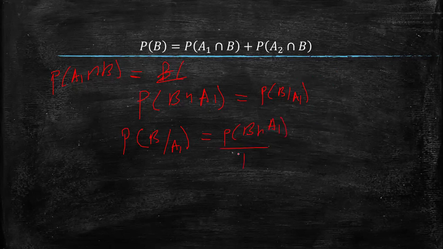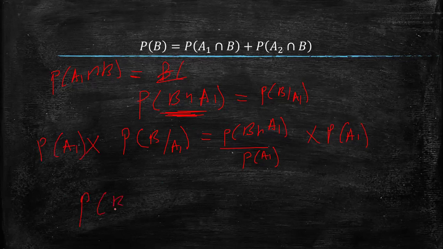divided by probability of A1, which we do not have in this original. So we are going to multiply the A1 here, and we also multiply it here, so that we do not change the meaning. So we shall finally end up with probability of B intersection A prime being equal to probability of B given A prime times probability of A prime.